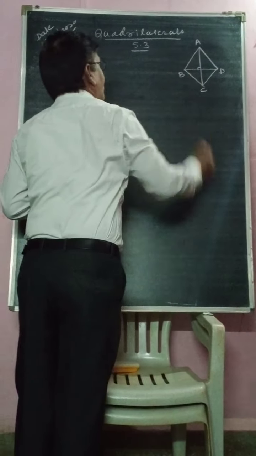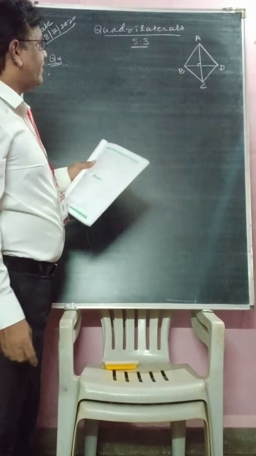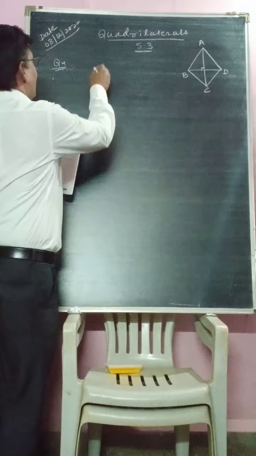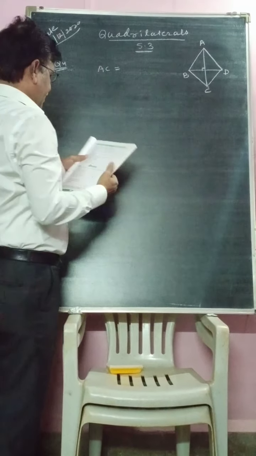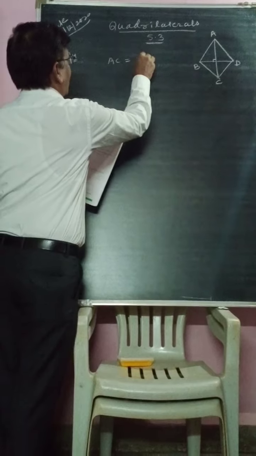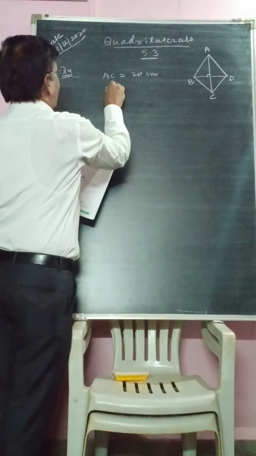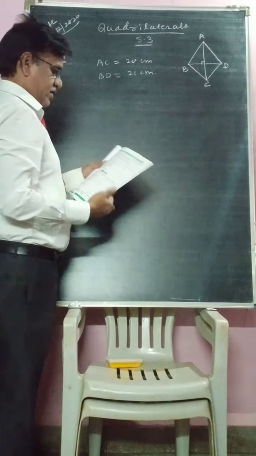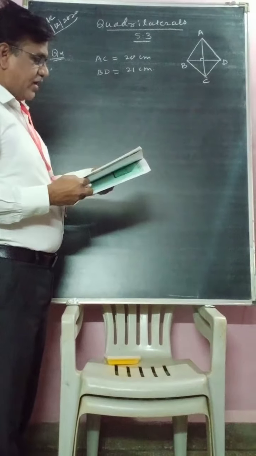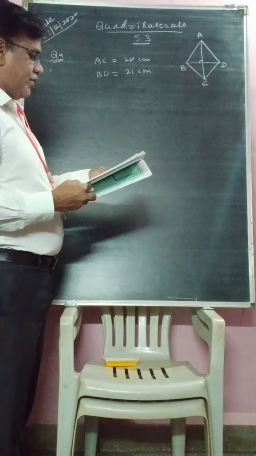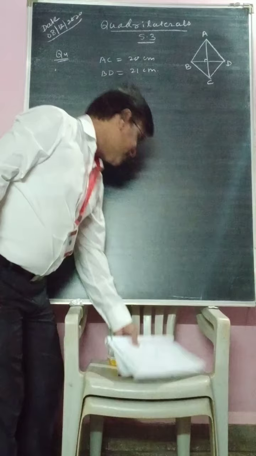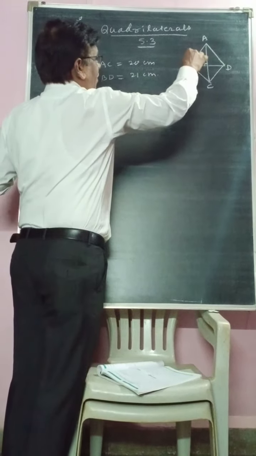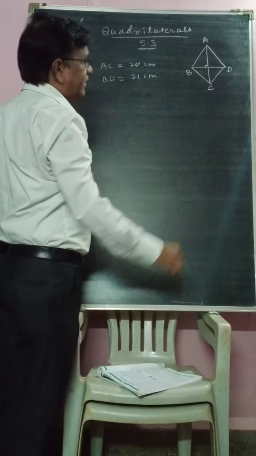We know that the diagonals perpendicularly bisect each other. Let AC be 20 centimeters and BD be 21 centimeters. Then you have to find the side of the rhombus and the perimeter of the rhombus. How to find the side of the rhombus? Side means you have to find AB or BC or CD or AD. All the sides are equal.